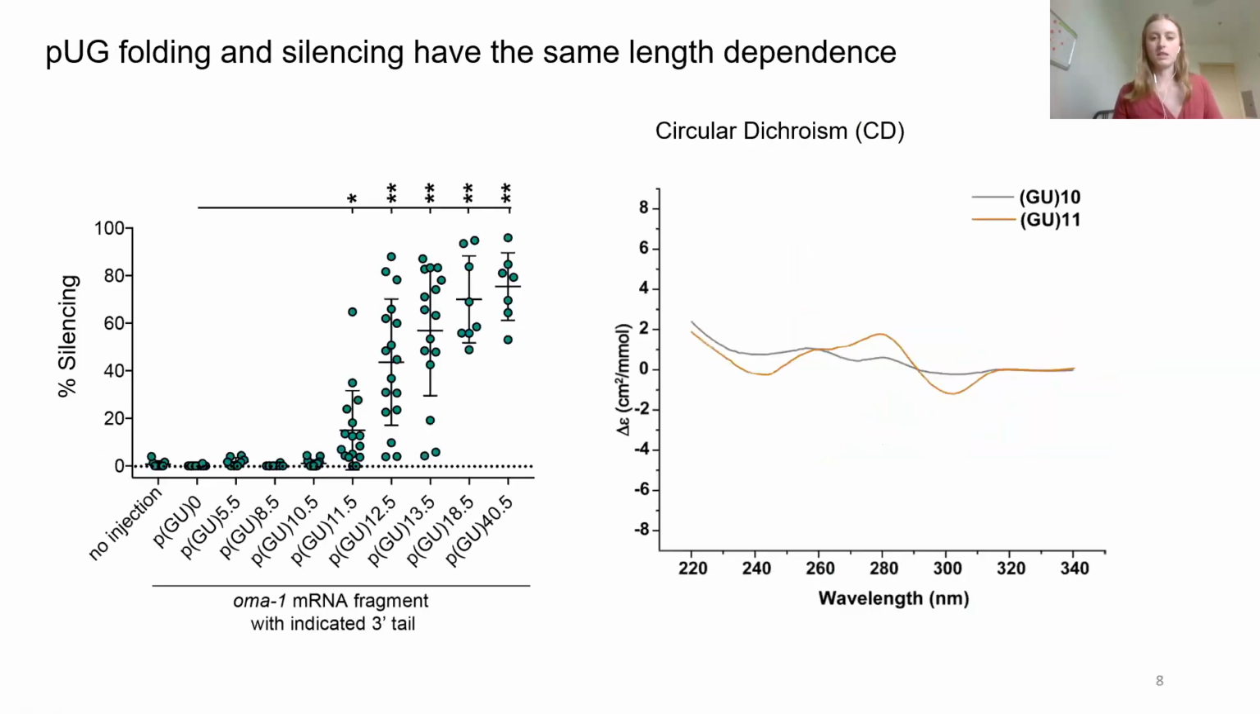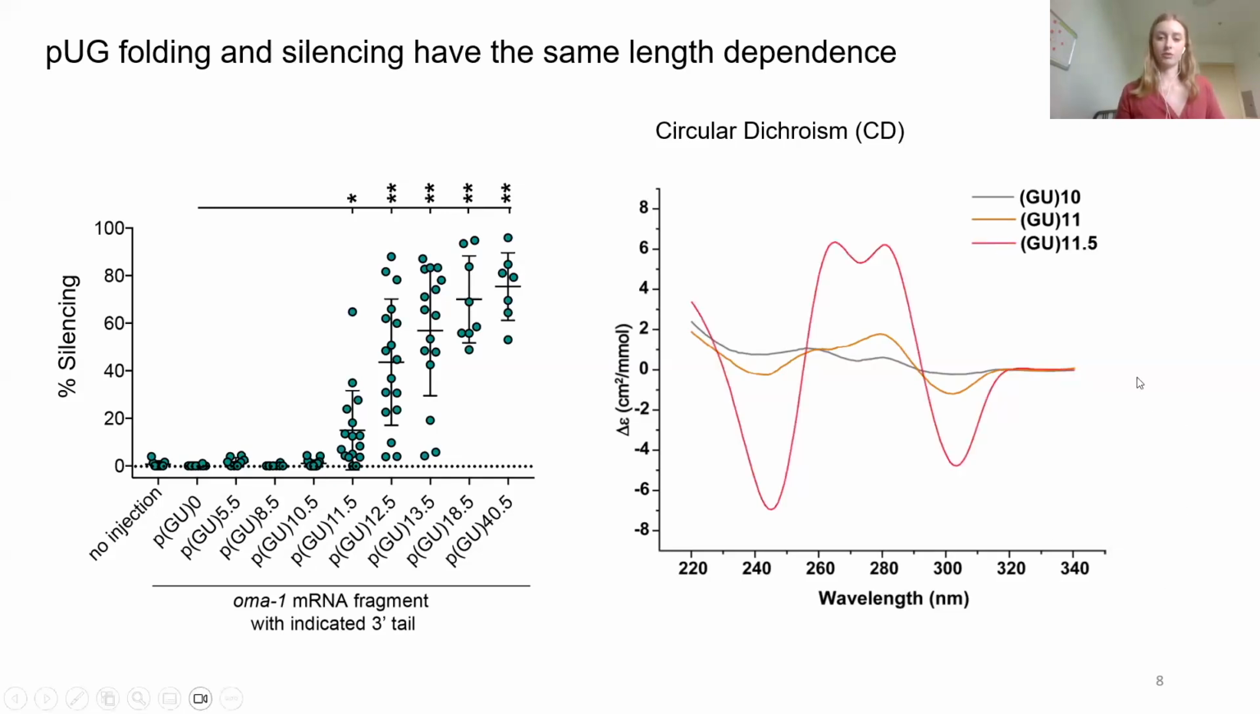And so we did CD on our pugs, and we can see when we have these short repeats where we have no silencing activity in the living animals, we have little to no CD signal indicating that they are more or less unstructured. We then hit that same length threshold where we start to see silencing activity in the animals, and we now have a really strong CD signature indicating a structure has formed. We can complete that repeat and switch the order of a GU or UG, it doesn't matter, it has the same structure. We can also put it in the middle of an RNA by adding A's to the end of it.